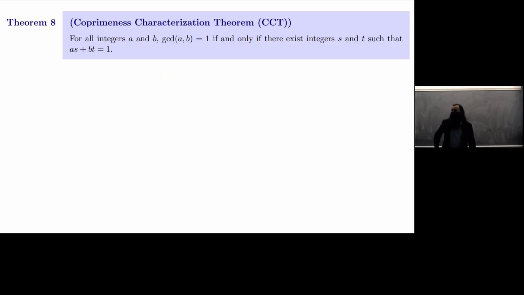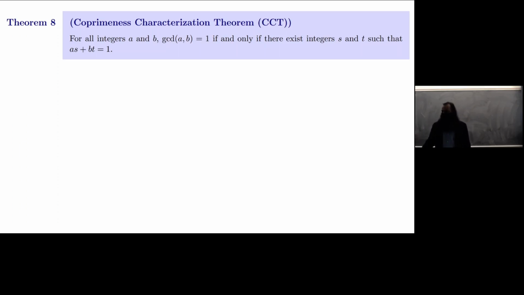Okay, coprimeness characterization theorem. You all remember this one? Okay, how do we prove it? How do we prove the coprimeness characterization theorem, which is that two numbers are coprime if and only if there exist S and T such that AS plus BT equals 1? Yeah? One direction is basically just Bezout's identity.